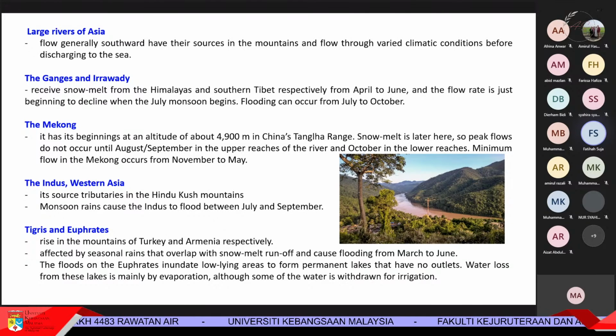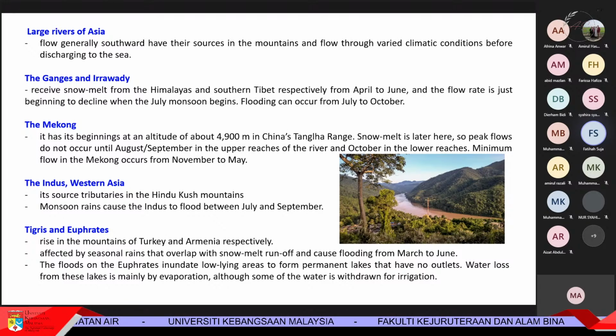rivers. These are some other examples. I just put some examples here so that you know not only Malaysian rivers, but basically you also need to know what happens in the world. The Ganges and Irrawaddy, the Mekong, the Indus in Western Asia, the Tigris and Euphrates. So when you talk about rivers, you also need to know what happens with rivers in the world, not only in Malaysia.